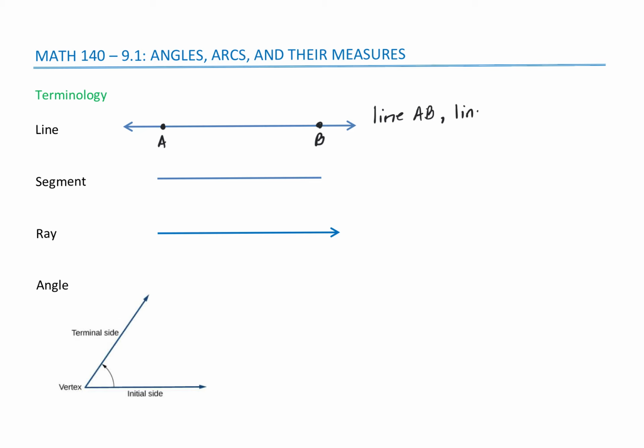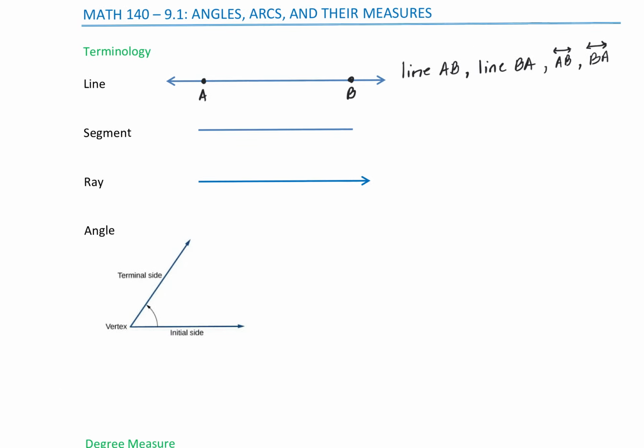Order here doesn't matter. If I said line BA, it would still be the same line because it goes on infinitely in both directions. Another piece of notation you may see is just AB with a line over it, or BA, since order really doesn't matter. Typically, if possible, we write things in alphabetical order, but sometimes it's not possible.